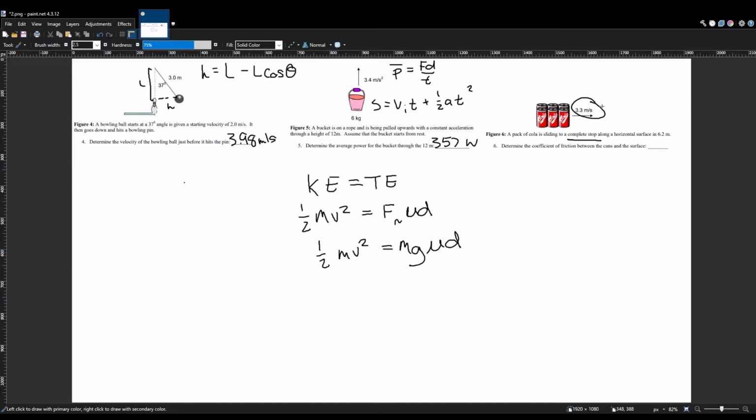So again, just like the pendulum one over here, maybe we can't solve this, it looks like at first, but we can. In reality, we just cross out our m's. So our equation is 1/2 v squared equals g mu distance. So we can solve this, get everything we need to find that coefficient of friction.